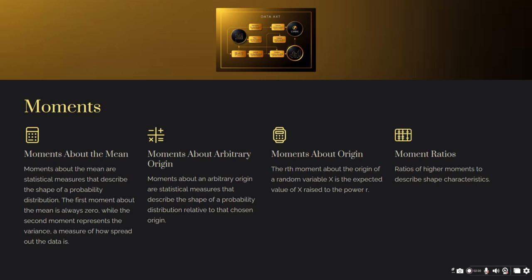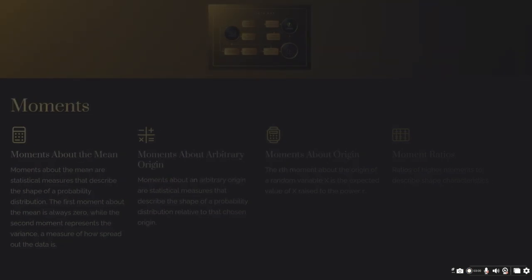Moments about arbitrary origin. These are calculated relative to a chosen point, providing flexibility in analyzing data from any reference point. Moments about the origin. These raw moments measure the general shape and are fundamental for calculating higher order characteristics like skewness and kurtosis. Moment ratios. These ratios, like skewness, the third moment ratio, and kurtosis, the fourth moment ratio, help summarize data's symmetry and peakedness.